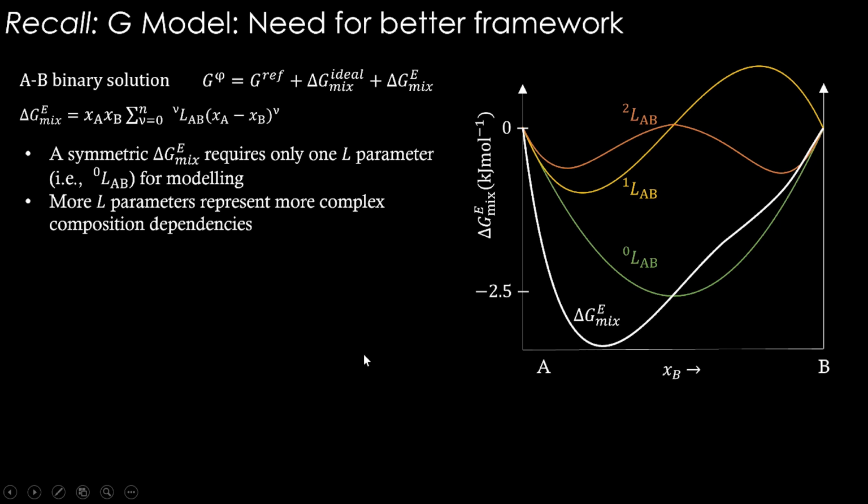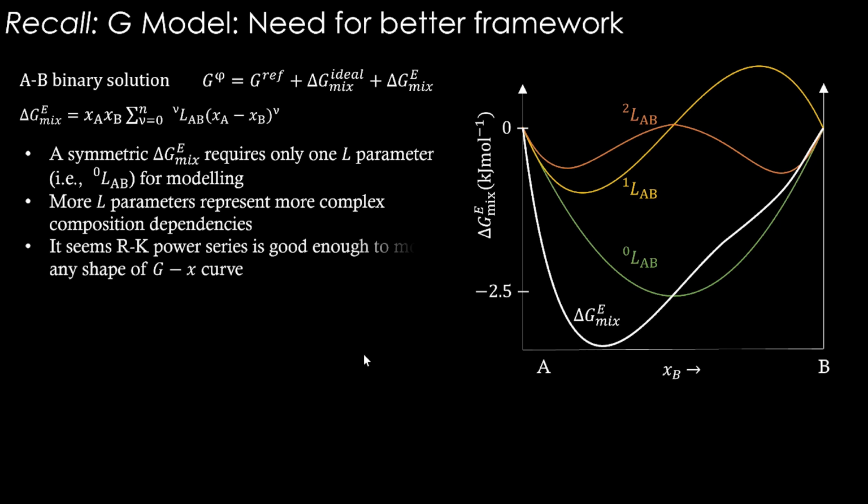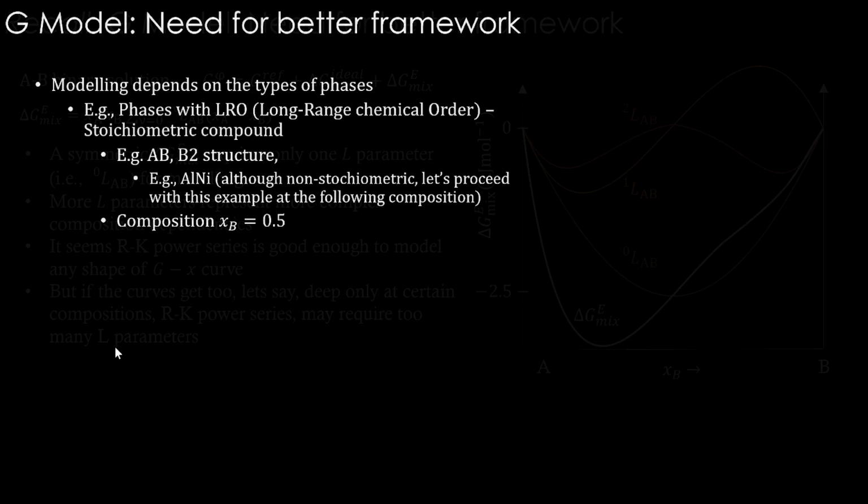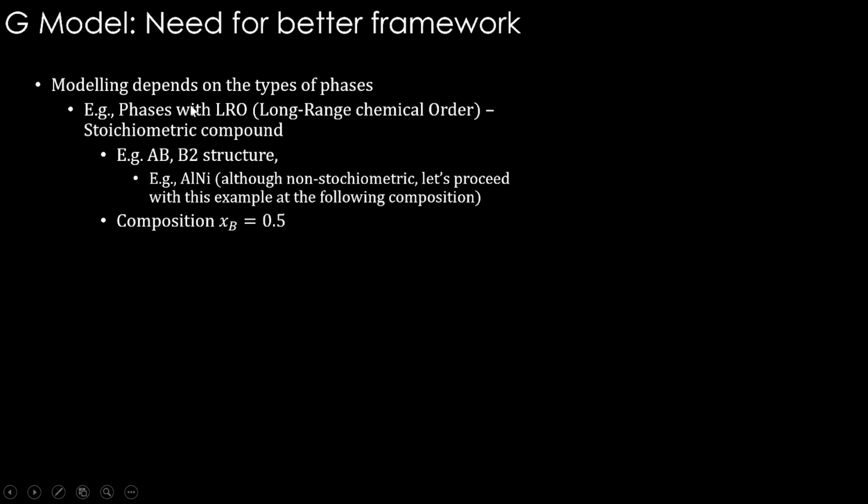Looks straightforward, but there are multiple problems. We'll see them one by one. It seems the RK power series is good enough to model any shape of G-X curve, but if the curves get too deep only at certain compositions, let's say something like a sharp V, the RK power series may require many L parameters. It may not be easy to handle. So that is a problem. And then there are more reasons to go for a better modeling framework.